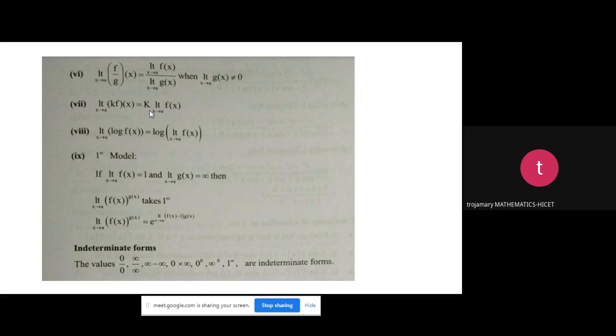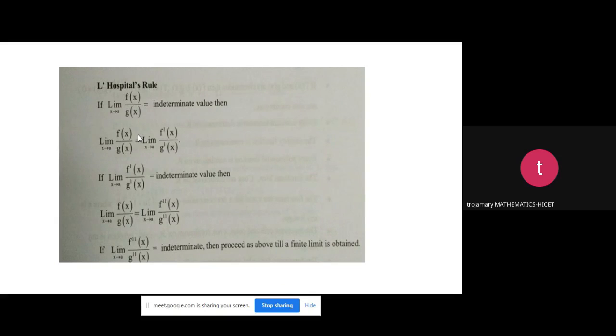The indeterminate forms are values looking like 0 by 0, infinity by infinity, infinity minus infinity, 0 into infinity, 0 power 0, infinity power 0, and 1 power infinity. All those forms are called indeterminate forms. So, if you are finding limits and you encounter an indeterminate form, then we are not able to find the limit of the function directly by the direct method.